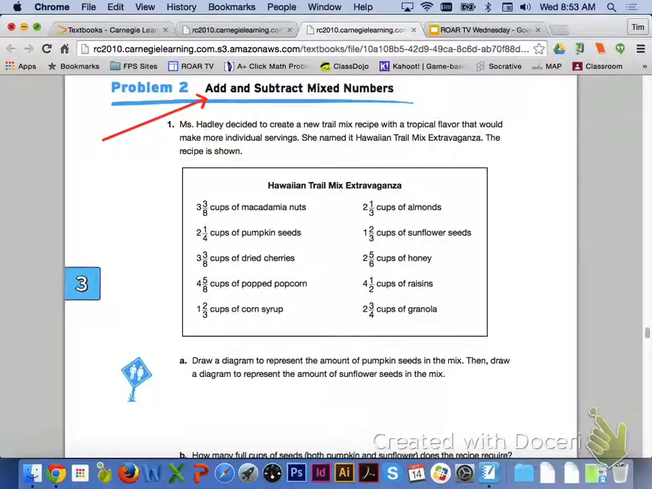Hi class, in the second part of lesson 3.7 we will be adding and subtracting with mixed numbers. We are going to start with problem 2 on page 182. Miss Hadley decided to create a new trail mix recipe with a tropical flavor that would make more individual servings. She named it Hawaiian Trail Mix Extravaganza. The recipe is shown.